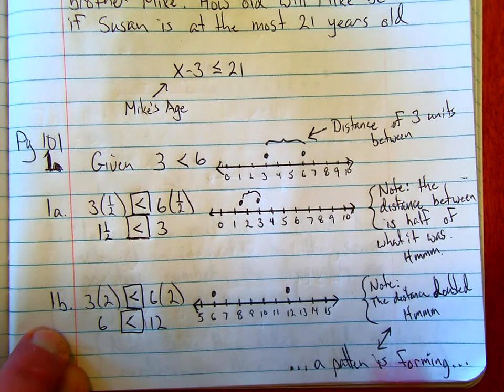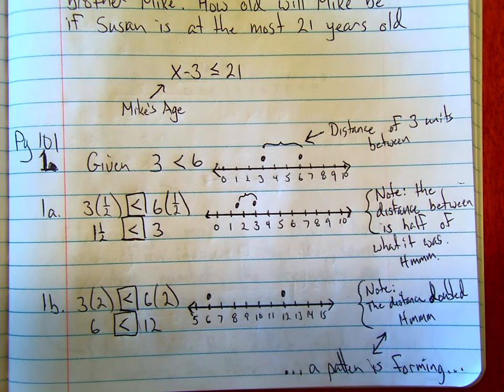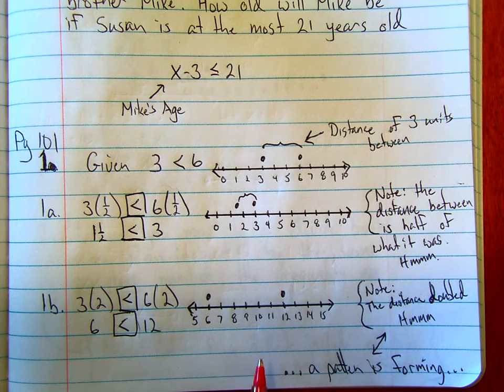And why? Well, multiplying by 2 is doubling. So just notice the pattern is forming, that if you multiply both sides by 3, the distance is going to triple. If you divide by 10, the distance became 1/10 of what it was.